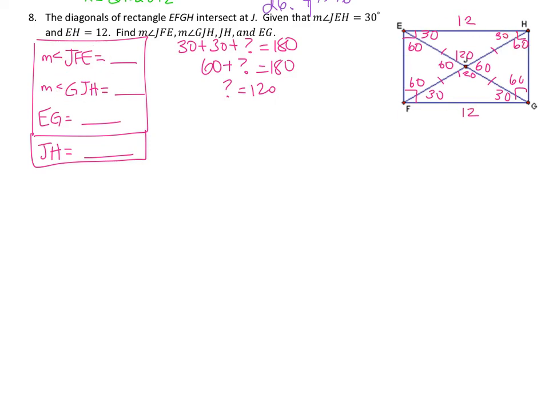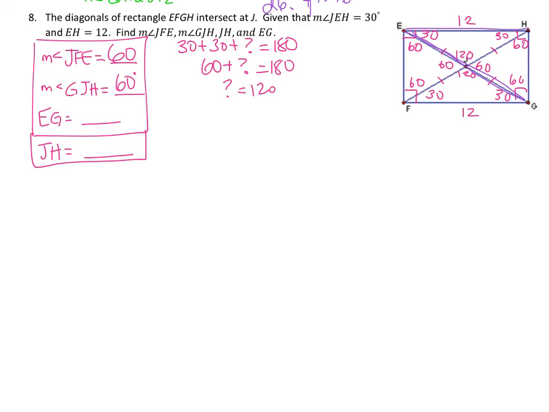So JFE. Let's see, J is right here, F and E, so that's this angle created right there is 60 degrees is the first answer. The next one then is G to J to H. So it's this inside angle right there is also 60 degrees. So now on for the side lengths, this is where the 12 is going to come in as well as our right triangle. So we need to find EG, that's the diagonal down here.